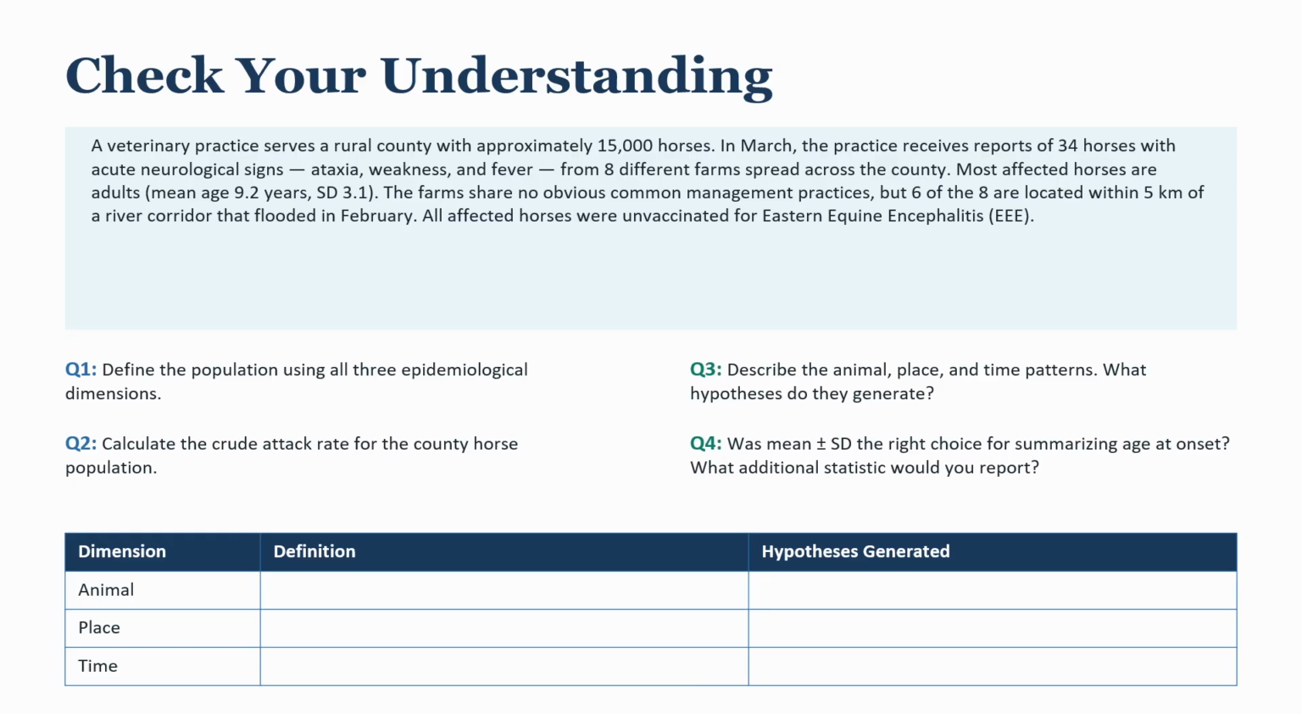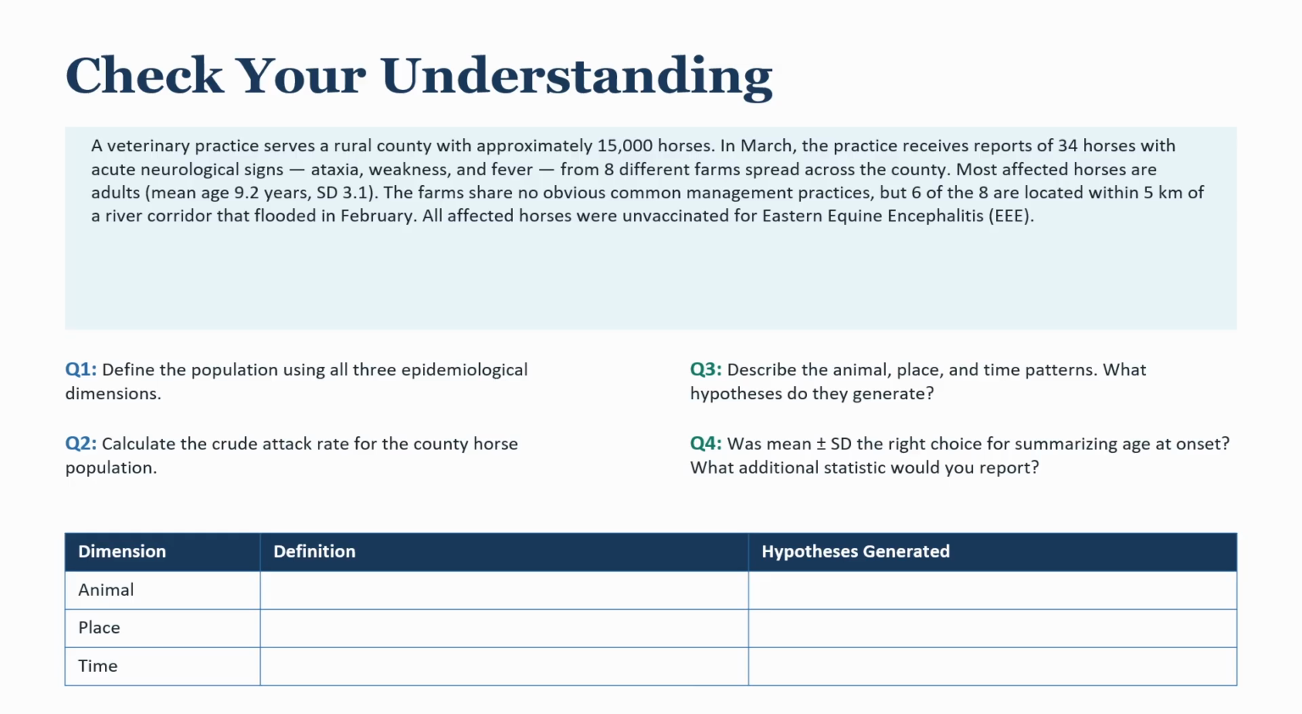Question 3. Person, place, time patterns, and hypotheses. Animal, who? Adult horses disproportionately affected. Mean age 9.2 years. All affected animals unvaccinated for EEE. Hypotheses: 1. Age-related susceptibility or immune status. 2. Vaccine status is a strong risk factor. Unvaccinated animals are selectively affected. 3. Adult horses may have different exposure patterns, turnout, pasture access than younger or housed horses.